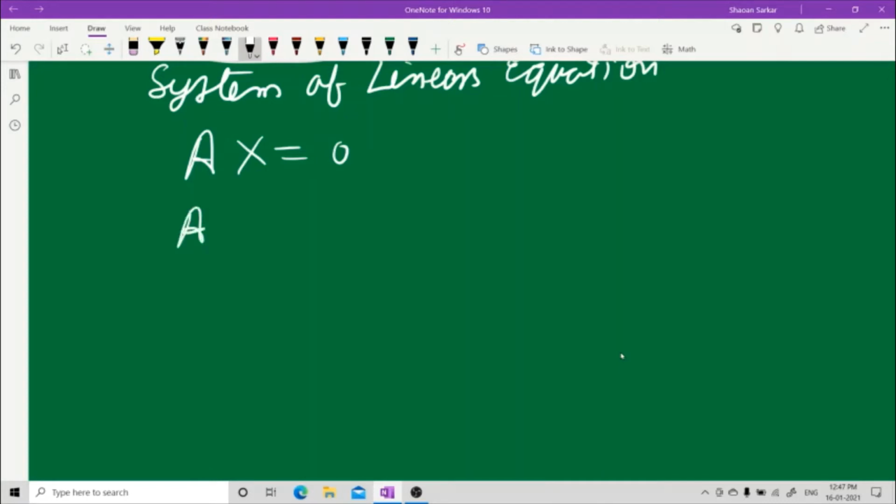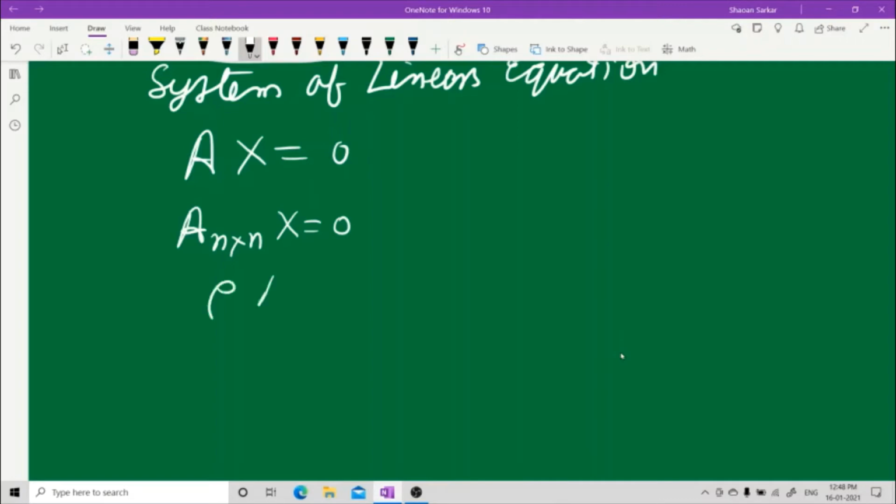Now see one thing. Suppose A is an n cross n matrix. We will consider only the cases where this n cross n matrix type is there. We will only discuss this case because this is only in your syllabus. We will not go for an m cross n. Later on, if I get time, I'll take that m cross n case also.